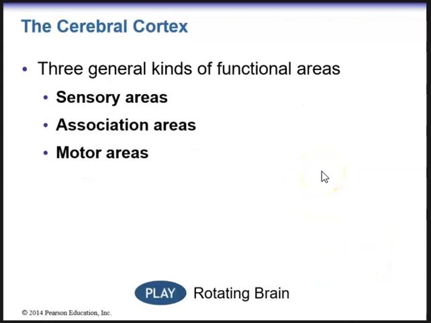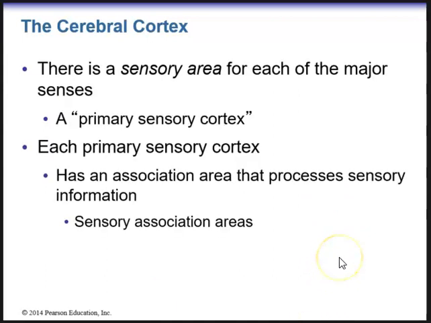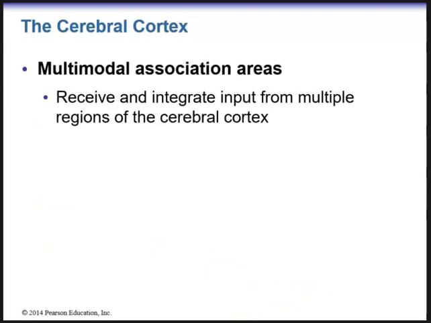We have 3 kinds of functional areas. We have the sensory areas, we have the association areas, and the motor areas. We do have a sensory area for each of the major senses. We have a primary sensory cortex. Each primary sensory cortex has an association area that processes sensory information. These are the sensory association areas. We also have multimodal association areas. These receive and integrate input from multiple regions of the cerebral cortex.